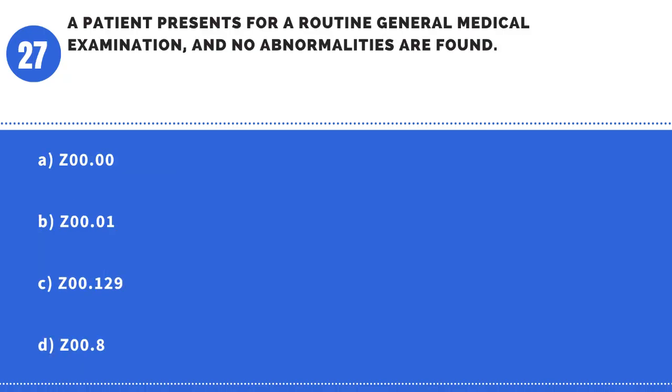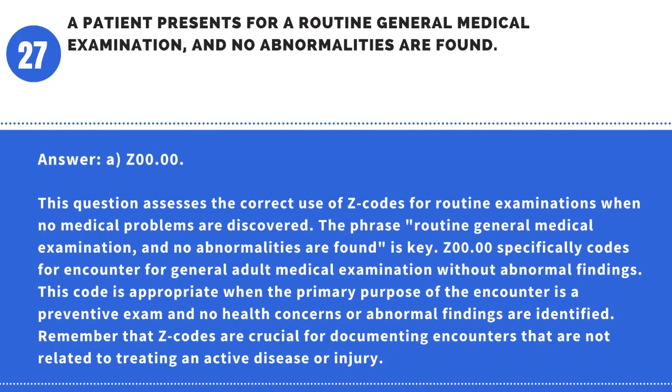Question 27. A patient presents for a routine general medical examination and no abnormalities are found. A. Z00.00. B. Z00.01. C. Z00.129. D. Z00.8. Answer: A. Z00.00. This question assesses the correct use of Z-codes for routine examinations when no medical problems are discovered.